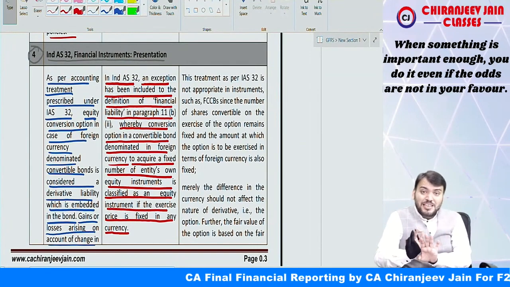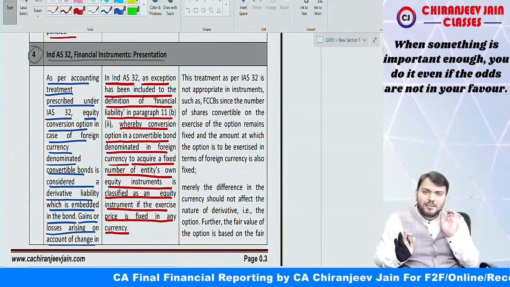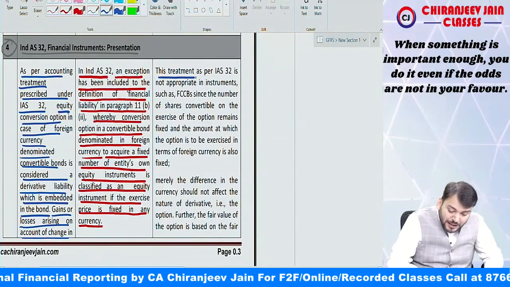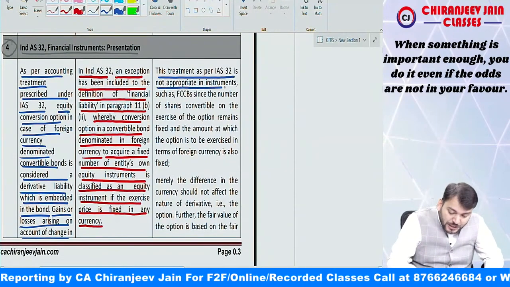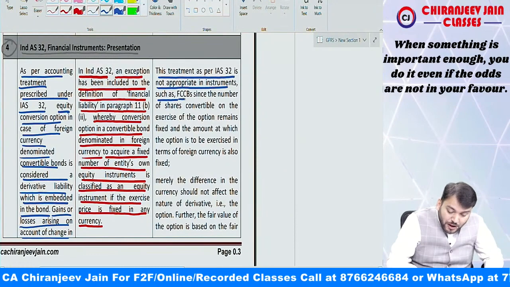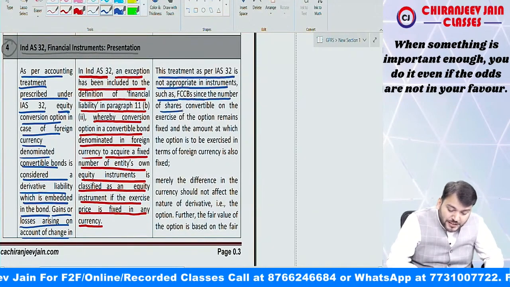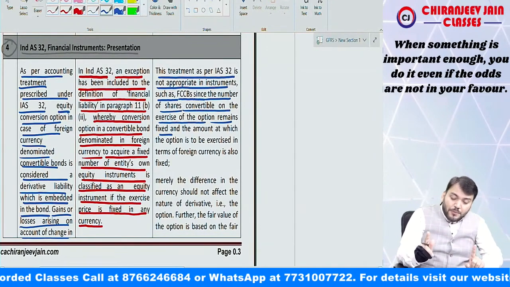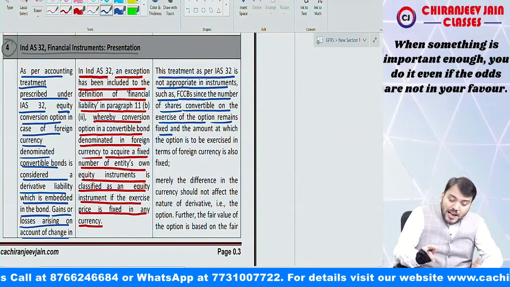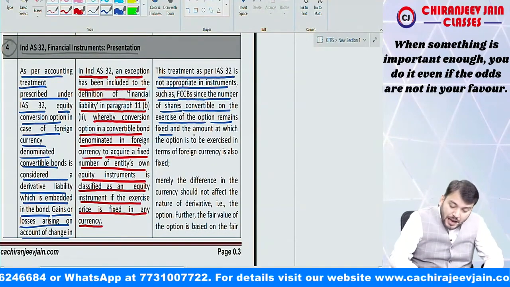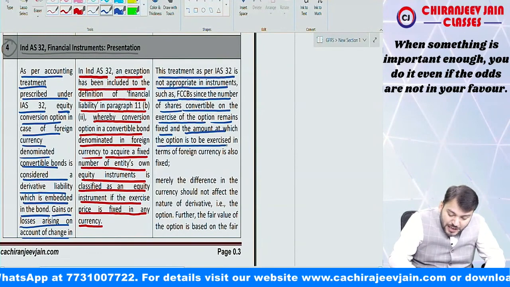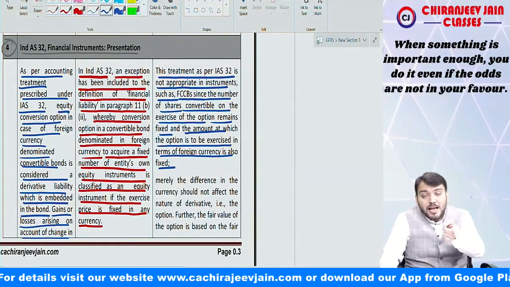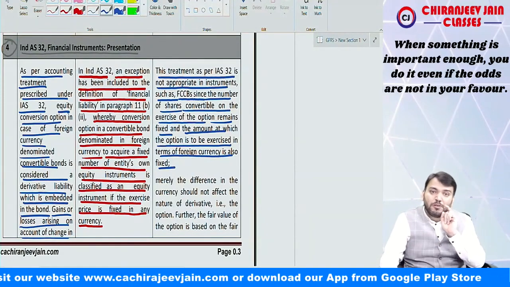But Ind AS 32 says no, it will be equity instrument. Why has Ind AS 32 said no? What reason have they given? What they have said: this treatment as per IAS 32 is not appropriate in instruments such as foreign currency convertible ones, since the number of shares convertible on exercise of option remains fixed. Number of shares convertible on exercise of options remains the same, and the amount at which options are to be exercised in terms of foreign currency is also fixed. Means number is also fixed and the consideration is also fixed. Therefore, it will be equity instrument.